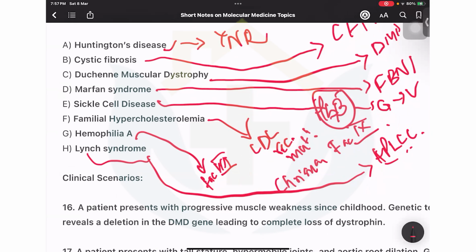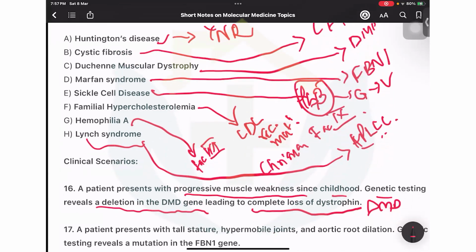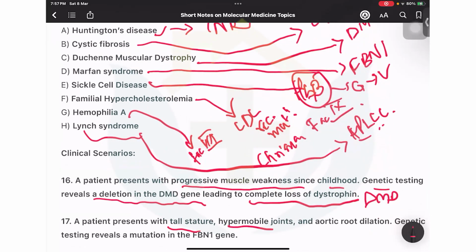A patient presents with progressive muscle weakness since childhood. Genetic testing reveals deletion in DMD gene, leading to complete loss of dystrophin. Duchenne muscular dystrophy. A patient comes with tall stature, hypermobile joints, aortic root dilatation. Marfan syndrome. Easy, no?